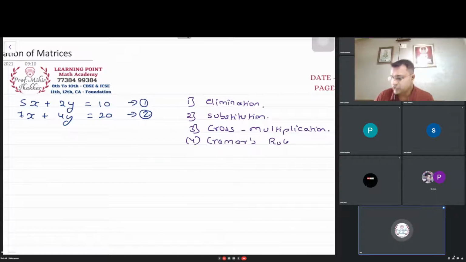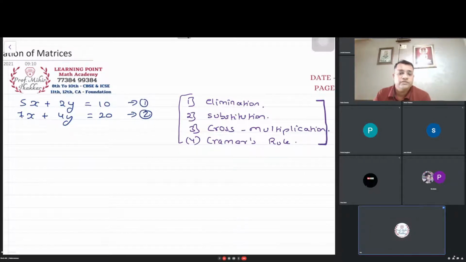And this Cramer's rule is there for the state board students basically in the 10th standard. ICSE or CBSE doesn't have this Cramer's rule, so it's okay. Whatever it is, these are all the different methods that you have studied or finished in your smaller classes.